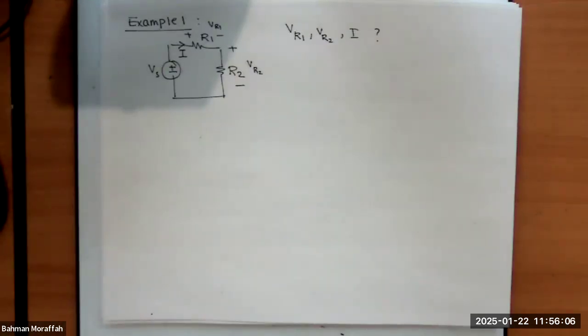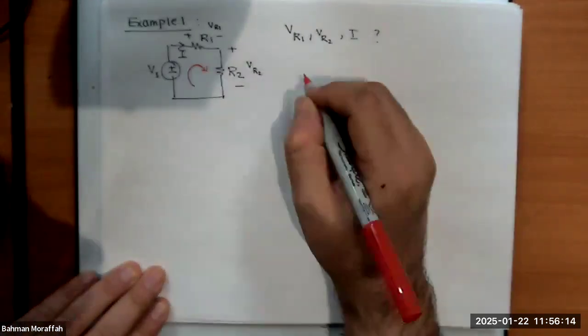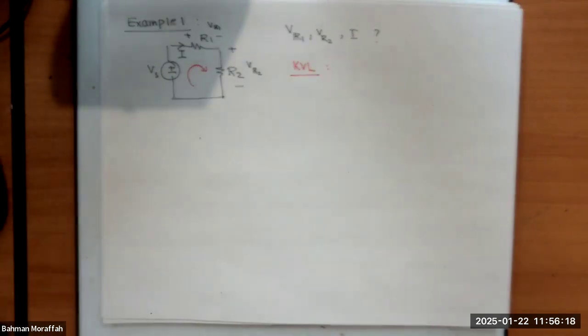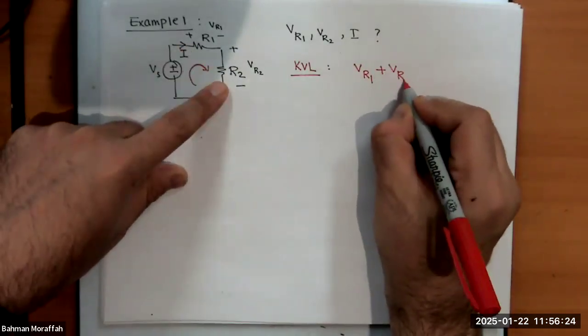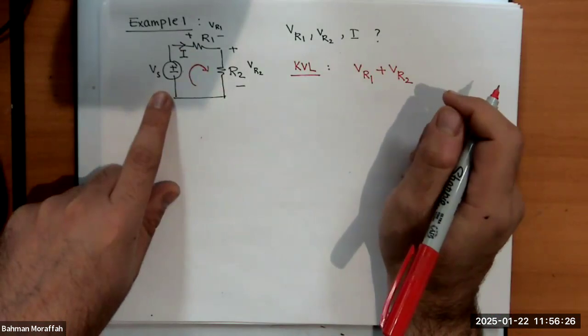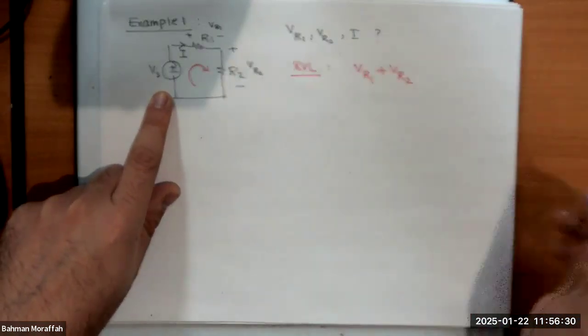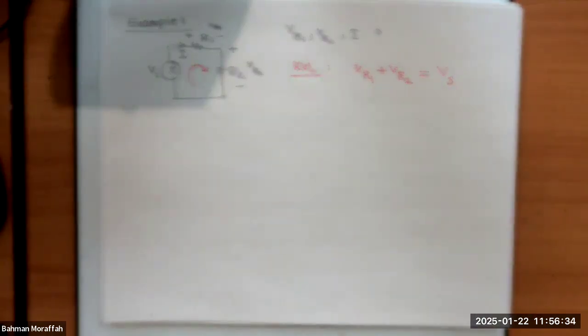We have a single loop here. Our instinct is, let's use KVL. So let's assume I have this direction, and I'm going to write a KVL for that direction. What do I have? Let's start here. I have V of R1 plus V of R2 minus V of S equals 0. But I'm going to take V of S to the other side, so I'm going to write it as equals V of S. We know that.